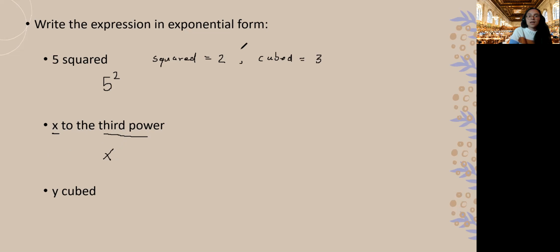So I'm going to write 3, x to the third power. Now for our final example, we have y cubed. So y is going to be our base, and cubed we said was 3, so I'm going to write 3. So it's 5 squared, x cubed, and y cubed. Okay, so let's go on to the next problem.